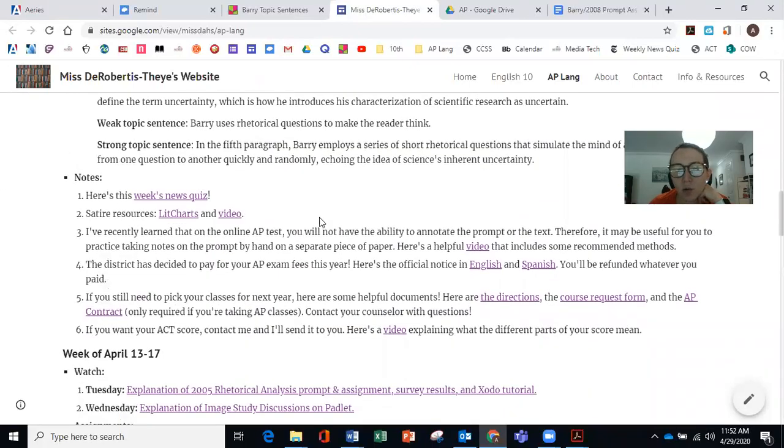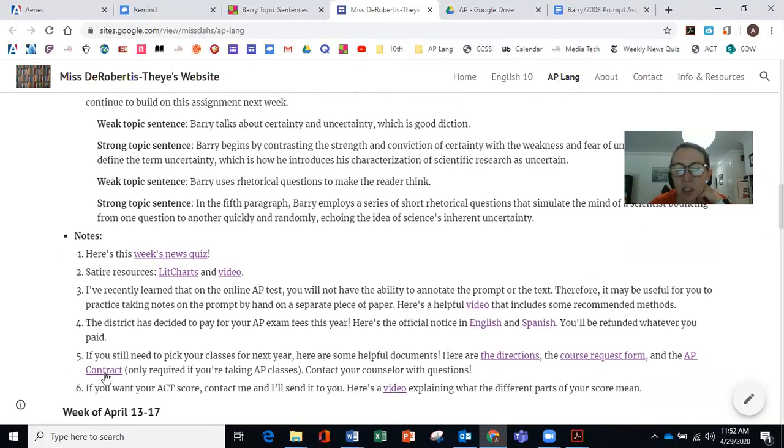So just really quickly, again, one thing that you might want to do if you have not done already is your course request form. This is for picking your classes for next year. The directions, the form, and the AP contract are linked right there. And if you have any questions, you can ask your counselor or ask me. I might be able to answer them as well.